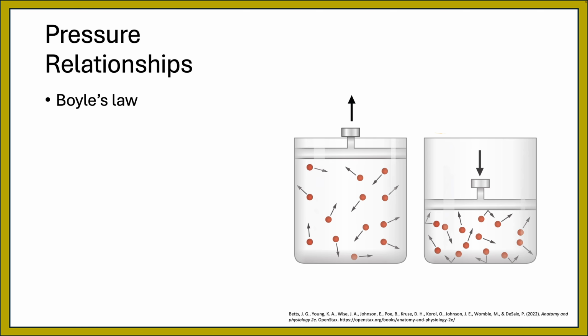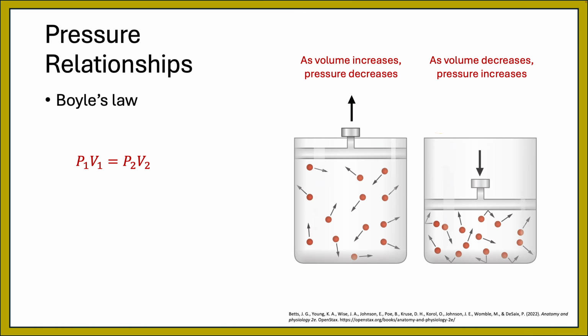Quick note about Boyle's law. So Boyle's law describes a relationship between volume and pressure that a gas has at a constant temperature. So it boils down to, pun intended, P1V1 equals P2V2. So likewise, if volume decreases, the pressure has to increase in order to maintain this relationship. So here you can see the volume increasing, therefore the pressure has to decrease, and on the right, as the volume decreases, the pressure increases.